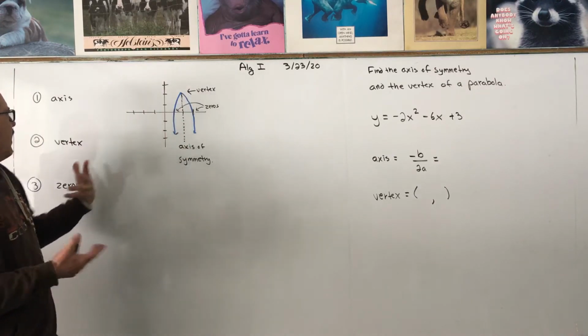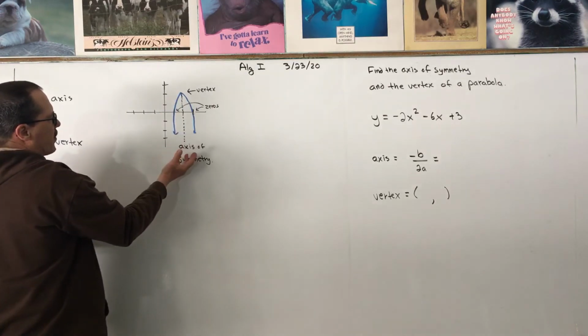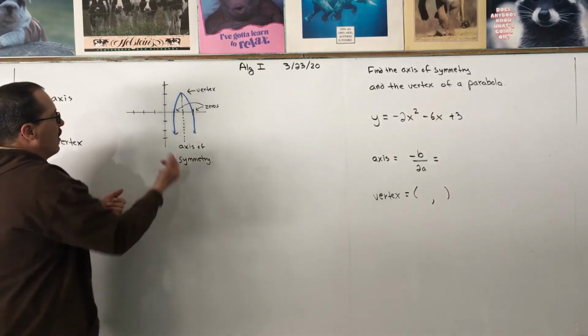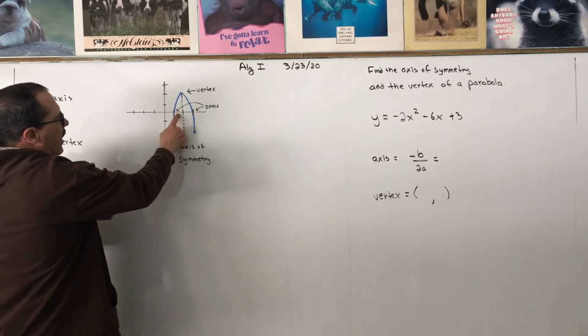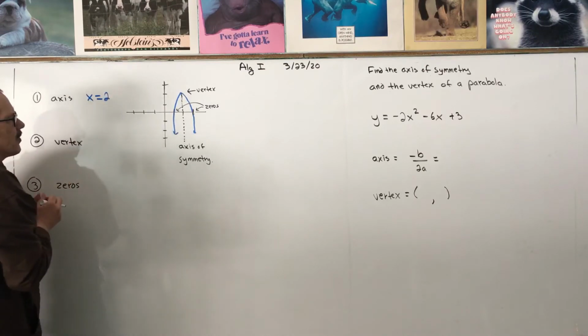And the way that when they ask for what it is, if you're looking at a graph, you just see where that dotted line goes through. It's always going to be vertical. It goes through 1, 2. It goes through at x equals 2, and so the axis of symmetry would be x equals 2.